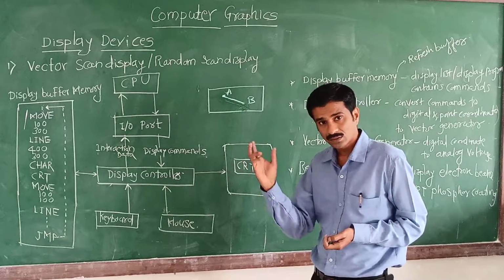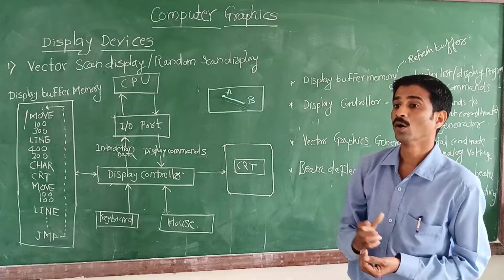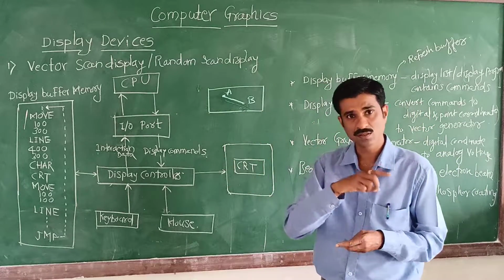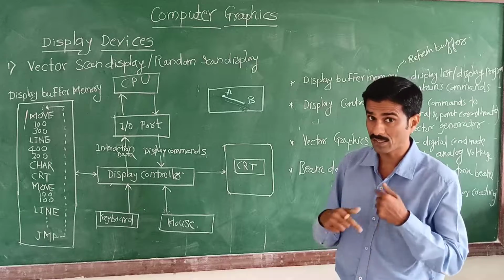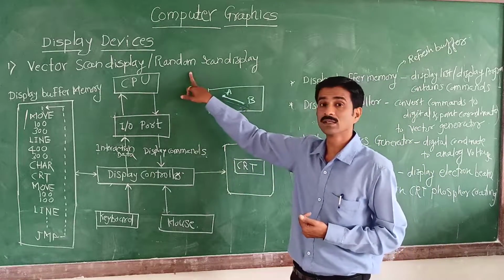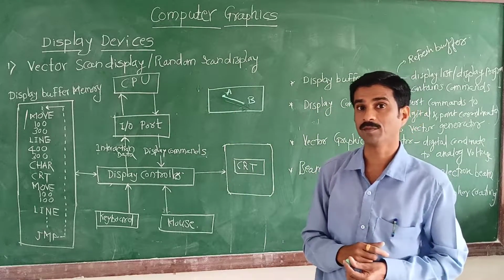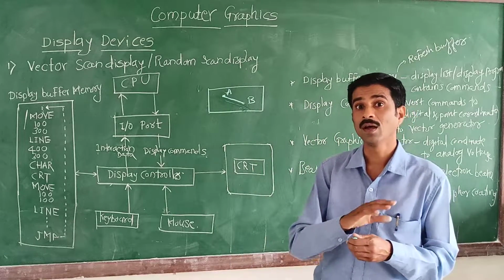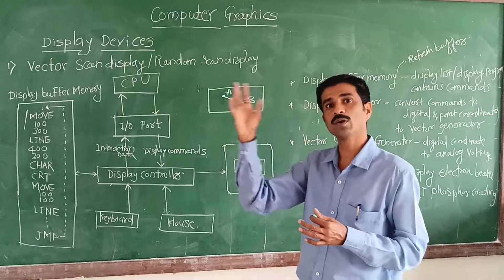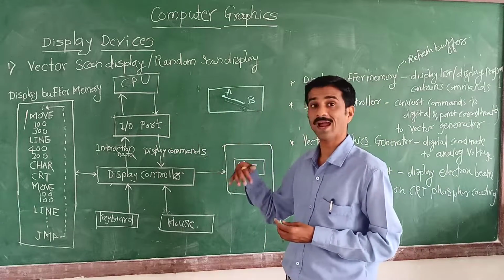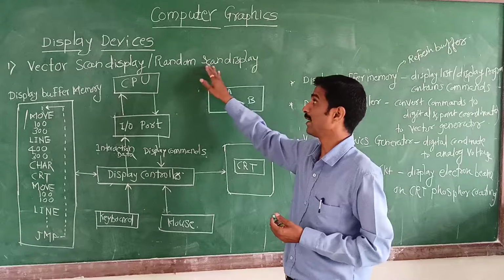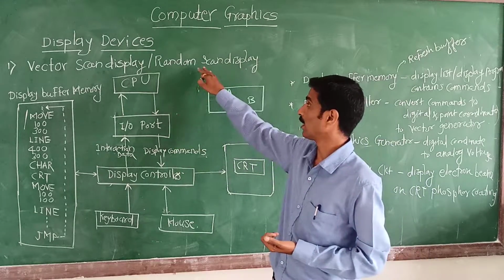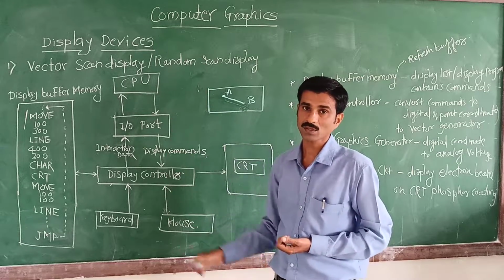So like this the beam is moving randomly. That is why it is called random scan display: the beam is moved randomly from any point to any point. So vector scan display is also called random scan display.